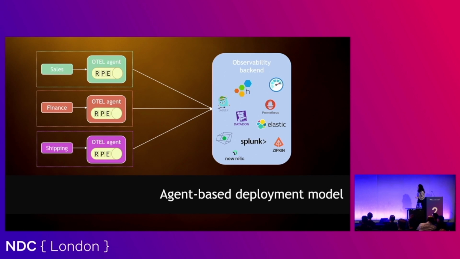To visualize how that looks, we now have each individual service with a sidecar that is the OpenTelemetry Collector, and the individual service sends that information to its sidecar, which then will propagate it further to the observability backend after it's done its processing and all of that information.